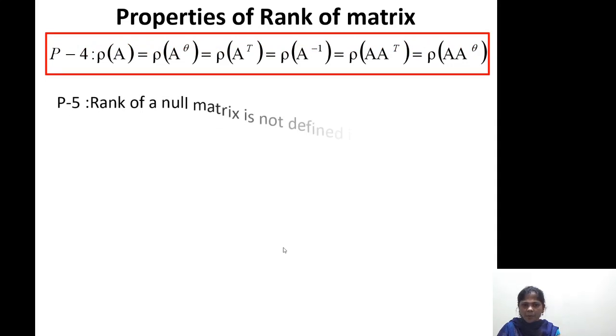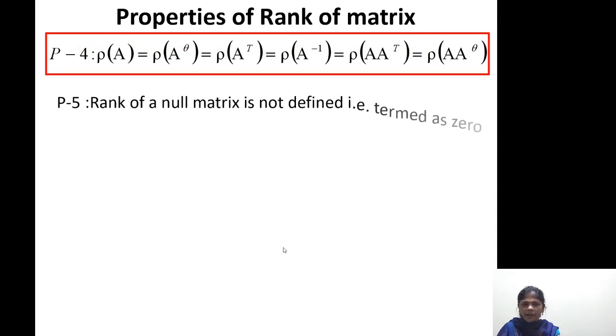Let us have the next property. It says that the rank of a null matrix is not defined. That is, it is termed as 0. So which we can verify. According to definition, rank is nothing but number of non-zero rows in the upper triangular form of a matrix, which we cannot get in this case. Hence, it is not defined.